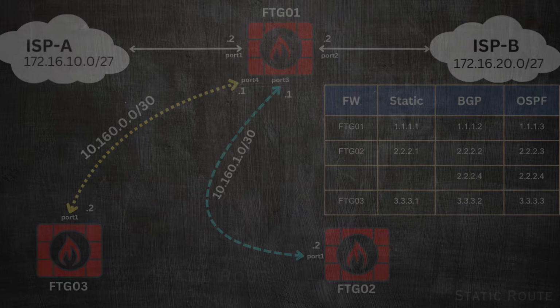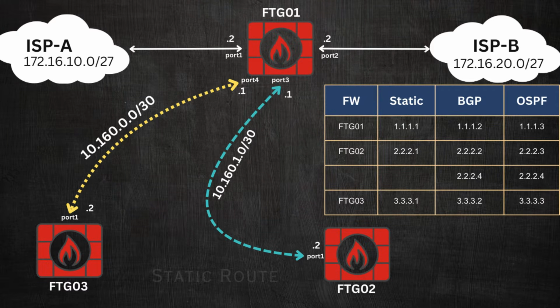Throughout this video, we're going to be going back and forth between the lab and this topology. But just to give you a rundown of the topology, our Fortigate 1 is our main site. It connects us to the internet via two separate ISPs, ISP-A and ISP-B. And of course, downstream to Fortigate 1, we have two small branches connected by Fortigate 2 and Fortigate 3.